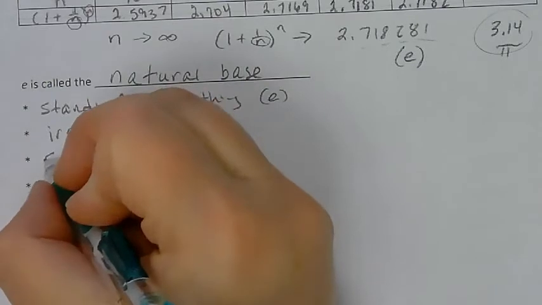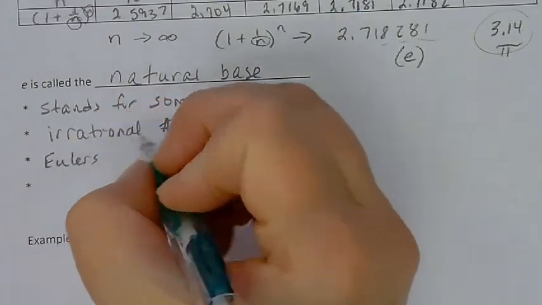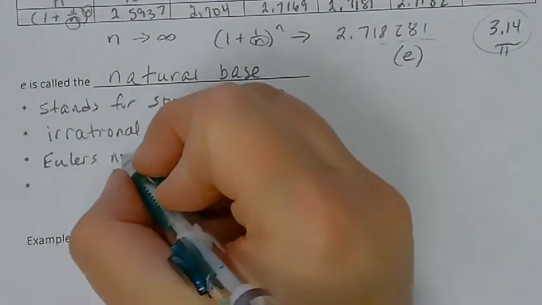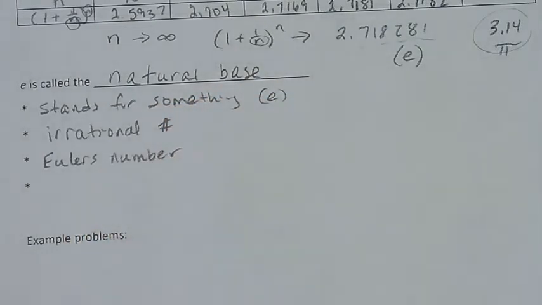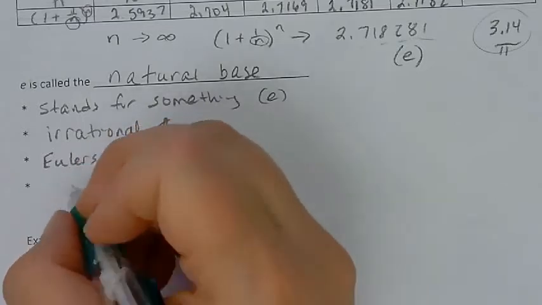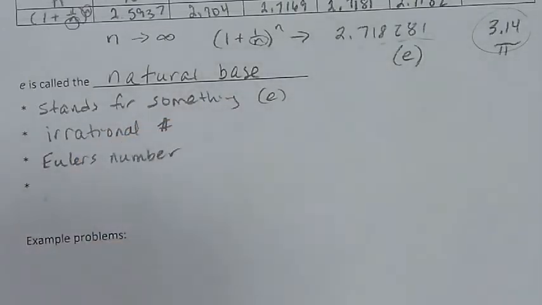This is another name for this. The guy who discovered it, his name was Euler, so we call it Euler's number. And you treat it like any other variable. So like, let's say, well, I'll show you that in just a minute.